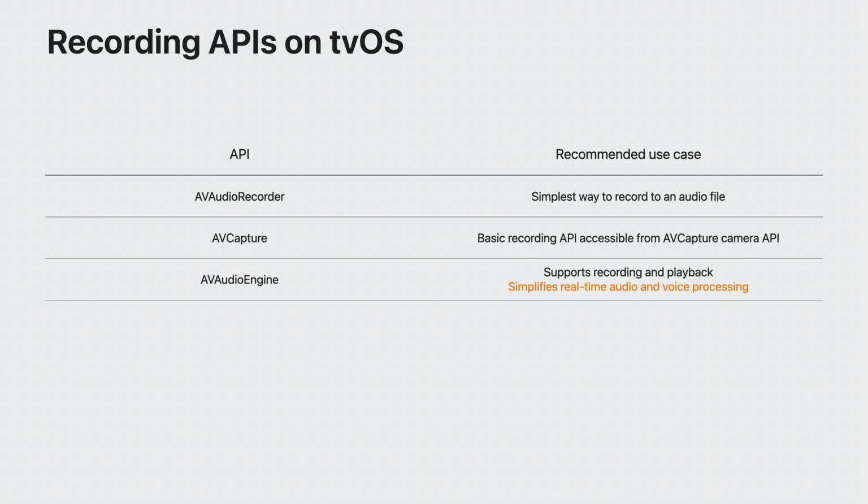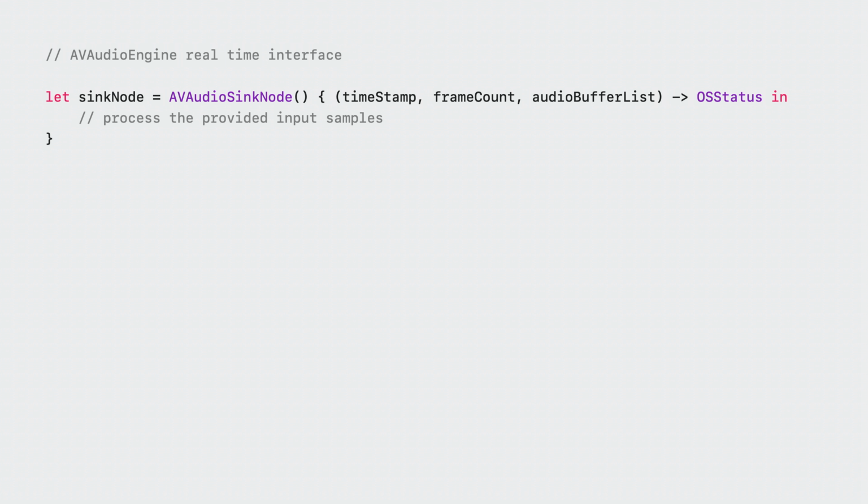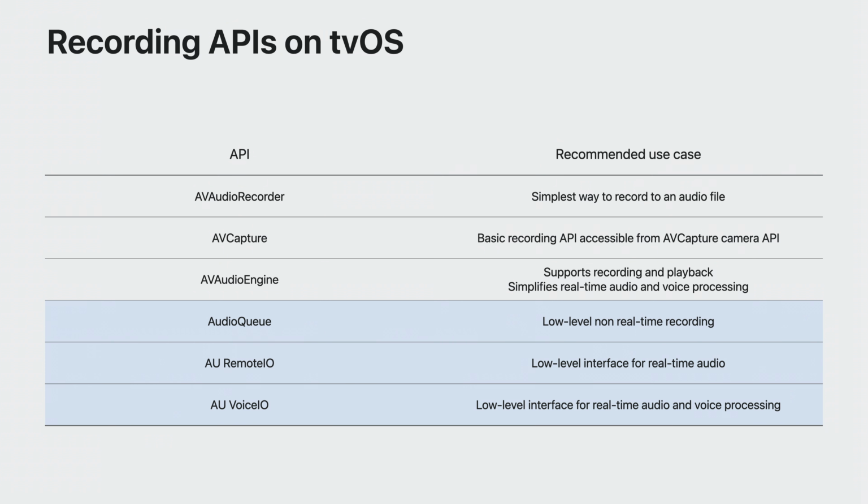Now, there are some cases where an app might want to directly interact with the real-time audio I/O cycle. AV Audio Engine provides a real-time interface as well. Apps can provide real-time safe render callbacks via the AV Audio Sink node and AV Audio Source node. You can also get access to voice processing capabilities with AV Audio Engine. For apps dealing with low-level interfaces, the corresponding iOS mechanisms have also been brought over to tvOS.